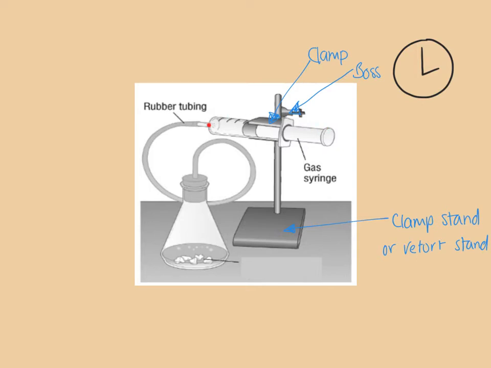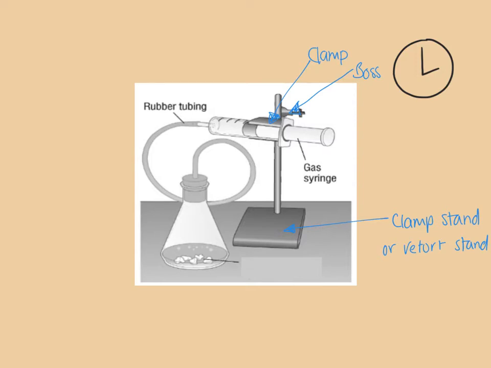Next we've got the gas syringe. So these are usually made out of glass and they're like really, really big syringes. And you start with this plunger pushed right in, and then as the reaction takes place and gas starts to be released, the gas will travel down the rubber tubing into the syringe and it will push the plunger out. So this plunger will start to move out over the course of the reaction. And when that reaction stops, or after a fixed time interval, you can have a look at where the plunger's got to and you can read off on the measurements how much gas has been produced. So this gives you a value for volume of gas produced.